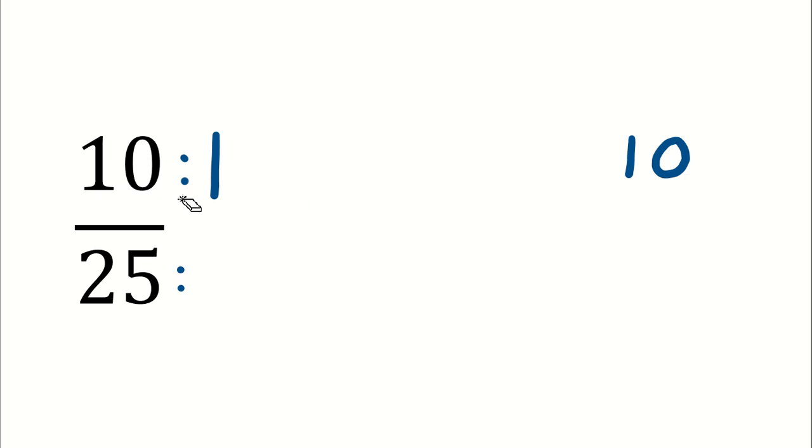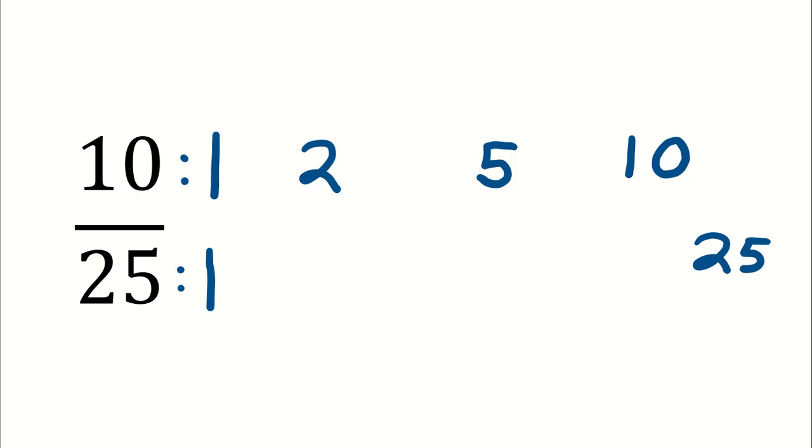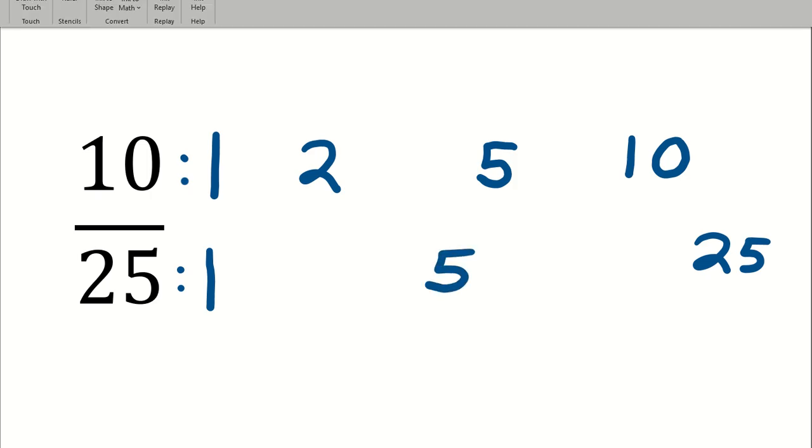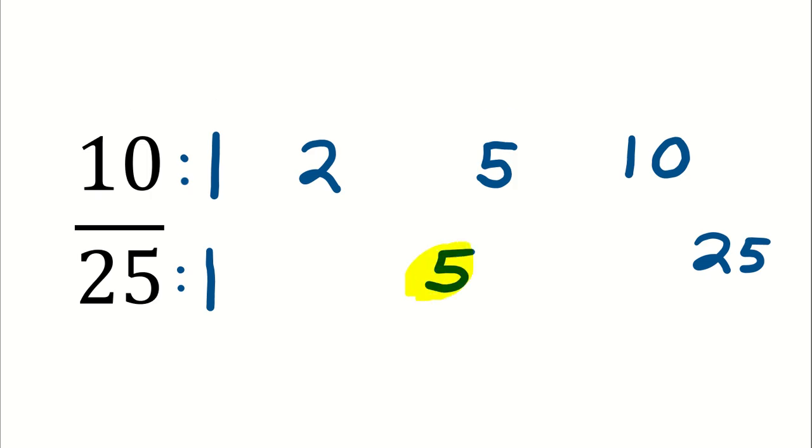We know that 2 times 5 is 10. Now we have to do the same thing with 25. 1 times 25 is 25. 2 won't go into 25 evenly. Neither will 3, neither will 4, but 5 will. We know that 5 times 5 is 25. 5 is the greatest common factor. It's the biggest number that appears on both lists.